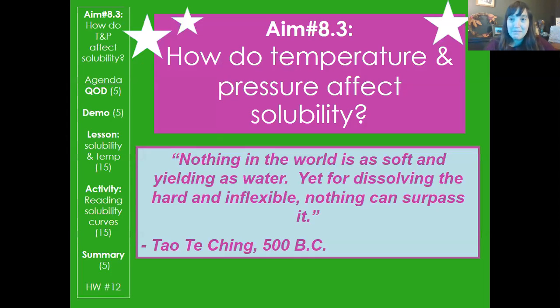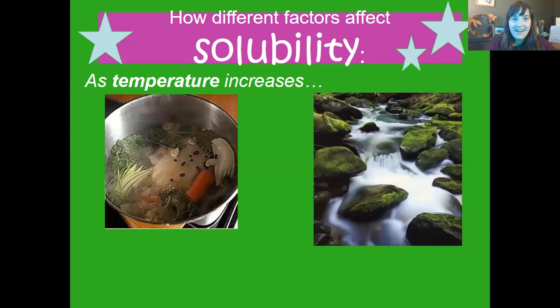All right, so our aim is 8.3. How do temperature and pressure affect solubility? And a nice quote there for you. All right, so let's look at temperature. So as temperature increases, you can mess with the solubility of something, whether it's nonpolar, polar, ionic. Maybe it dissolves easily, maybe it doesn't. You can still change how well it dissolves using temperature.